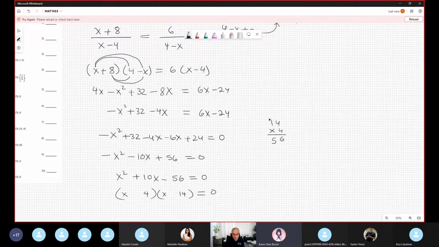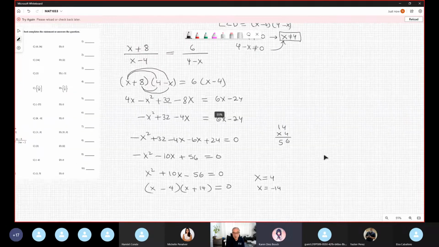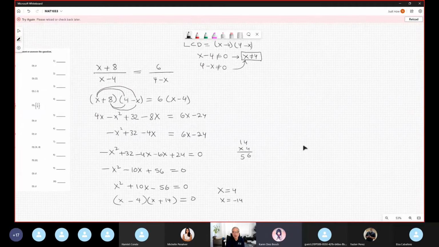Cool. And different sign. 14 is positive and 4 is negative. Therefore, the solution is x equal 4 and x equal -14. Okay. But this is the crucial moment in which you compare this potential solution and the original. And you see, look. X equal 4 coincides with the restriction. Bad guy, no solution. What is the only solution we have? -14. The solution set for this equation is -14.